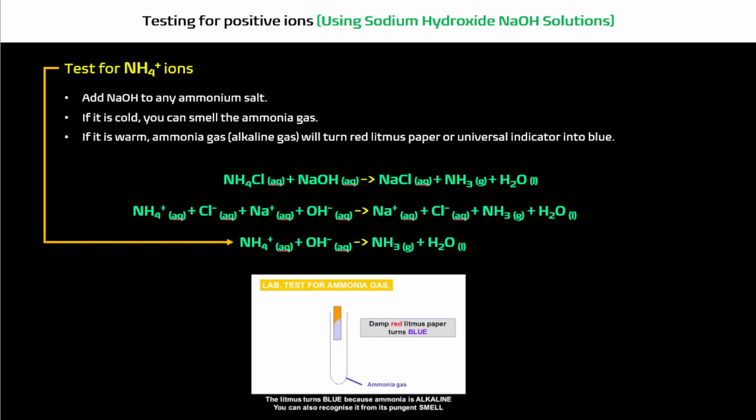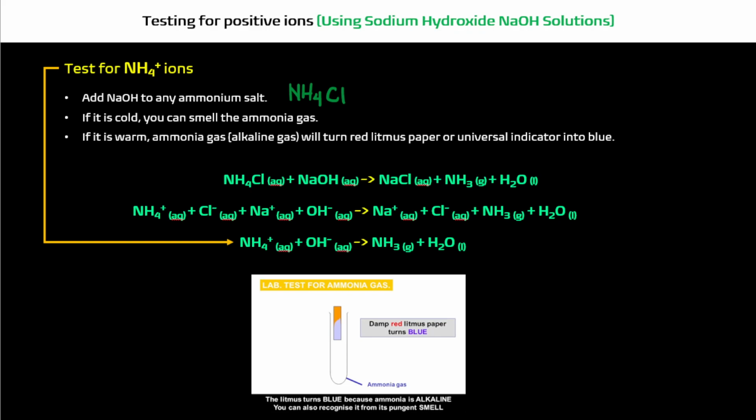Now, testing for ammonium ions is similar to what we have done before. Add sodium hydroxide to any ammonium salt such as ammonium chloride, ammonium bromide, ammonium iodide. Alright, if it is cold, you can smell the ammonia gas. But if it is warm, the ammonia gas is going to come up, which is an alkaline gas, and it will turn the red litmus paper or universal indicator into blue.